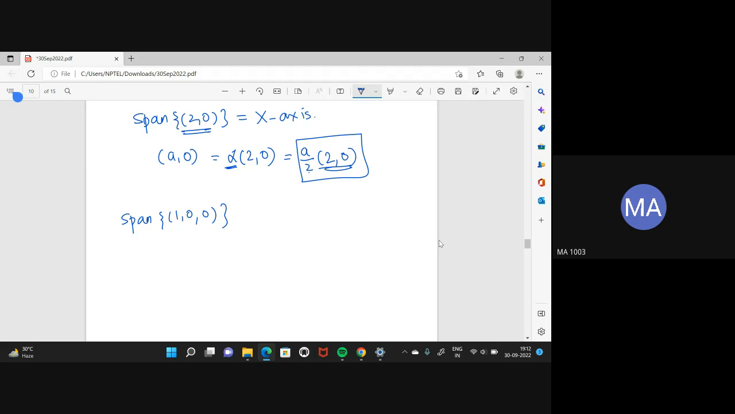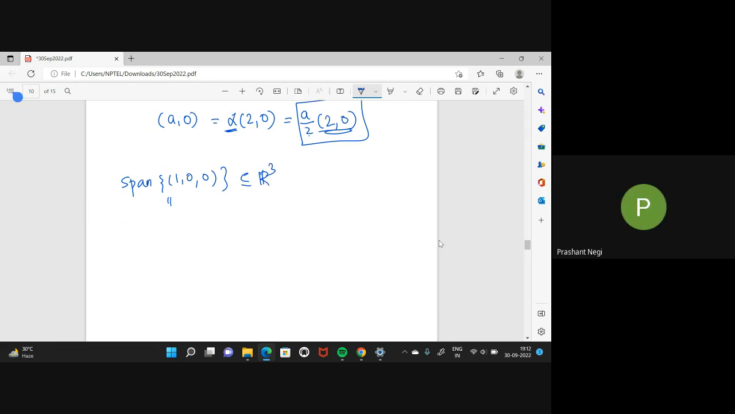First of all, where does this lie? R2 or R3? R3, ma'am. What is this? X-axis. It is the x-axis in R3, right? Yes, x-axis in R3.